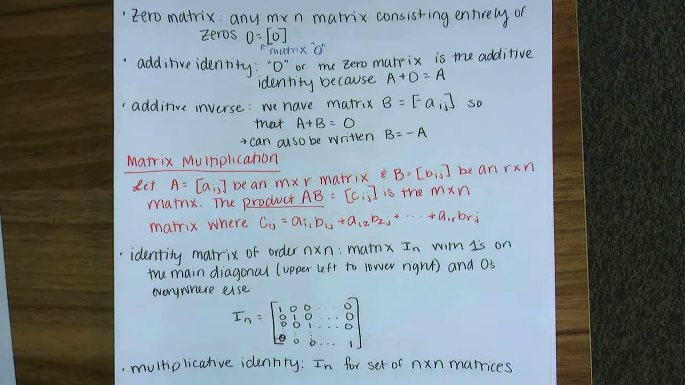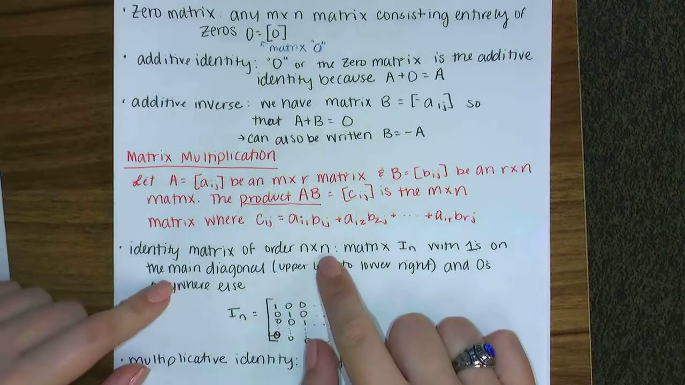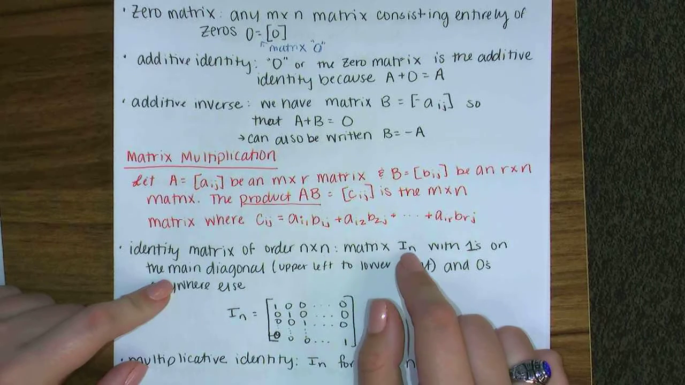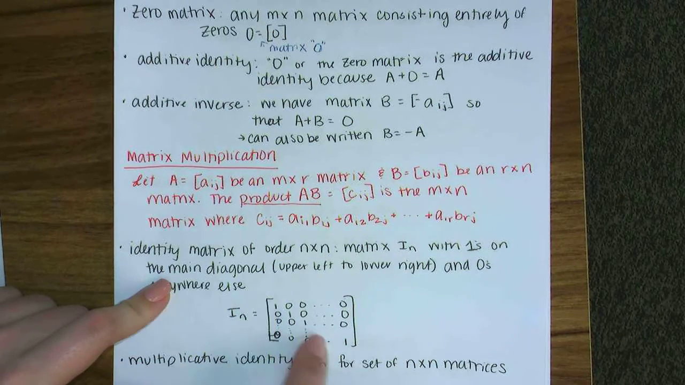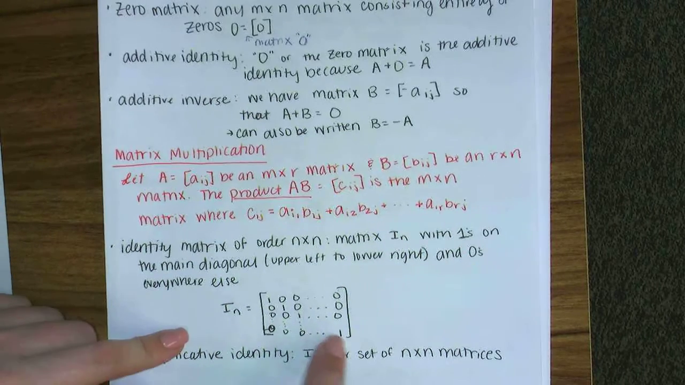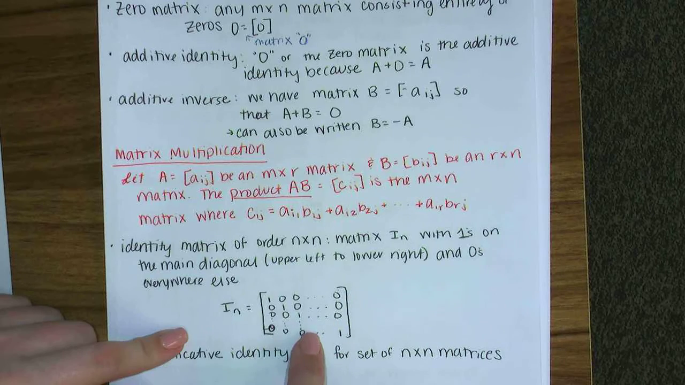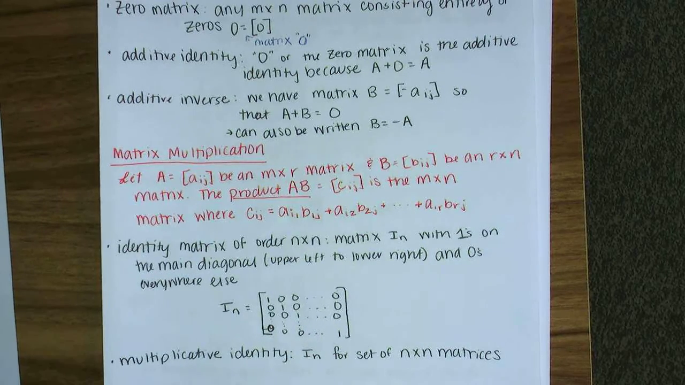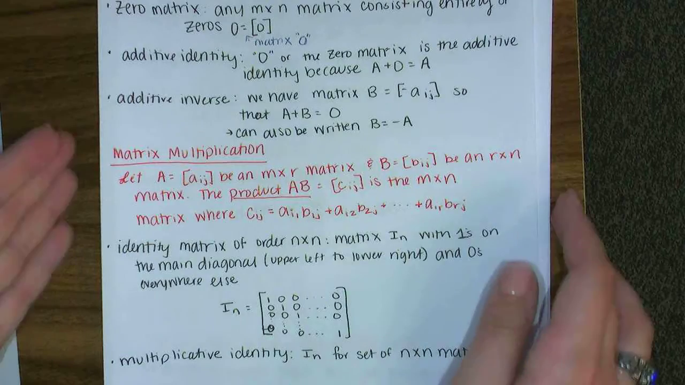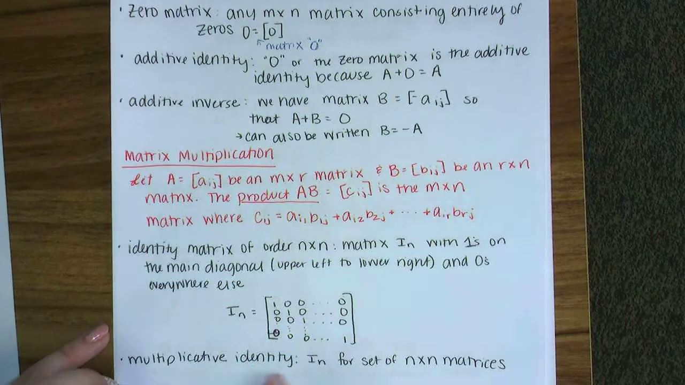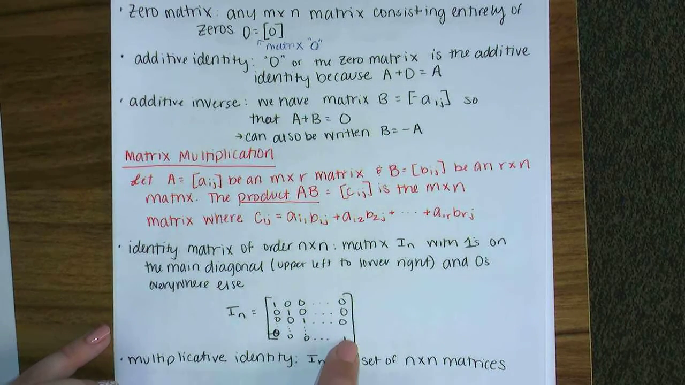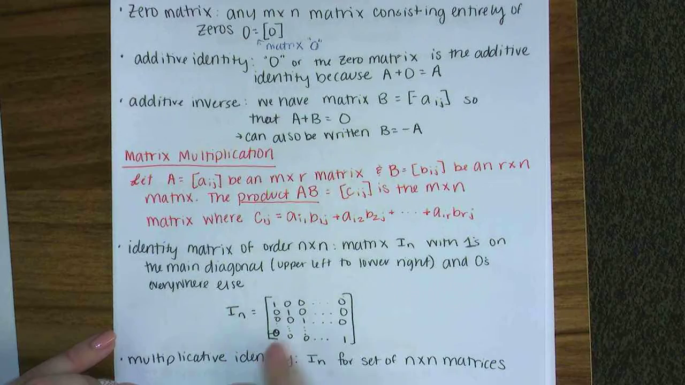Alright, the identity matrix for N by N. Basically, this has ones on the main diagonal, which is upper left to the lower right, and zeros everywhere else. So that's what I've tried to show here in this matrix. And then this is the multiplicative identity. So we have the zero matrix, which is the additive identity, and then we have the multiplicative identity, which is ones on the diagonal and zeros everywhere else.